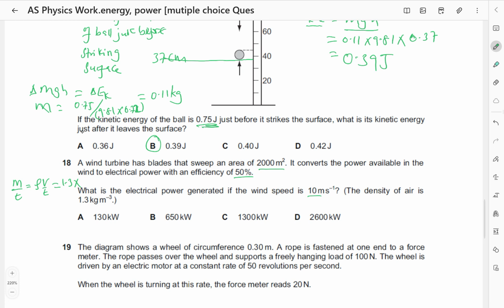We have the area as 200, then it moves, of course, with velocity, volume per second, 10 meters per second. What is the electrical power generated if the wind speed is 10 meters per second? You notice that area times speed over time, times speed, is the same as area times distance over time, which is volume over time. So when I multiply area by speed, I get volume per second. So this is going to be times 200,000, then times 10.